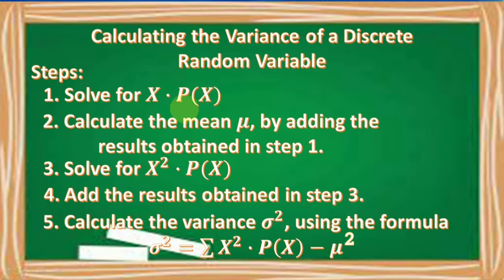Let's have the steps. Number 1, solve for x times p of x. Number 2, calculate the mean by adding the results obtained in step 1. Number 3, solve for x squared times p of x. Number 4, add the results obtained in step 3. And number 5, calculate the variance using the formula: the square of sigma is equal to the summation of x squared times p of x minus the square of the mean. Let's have an example.